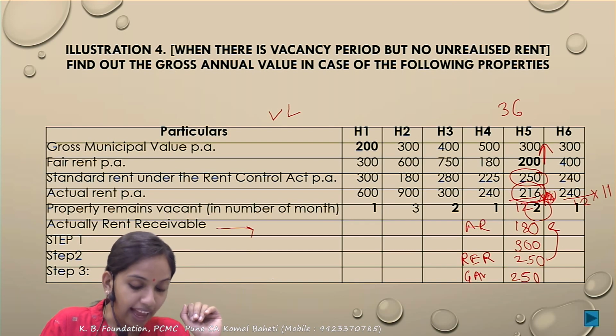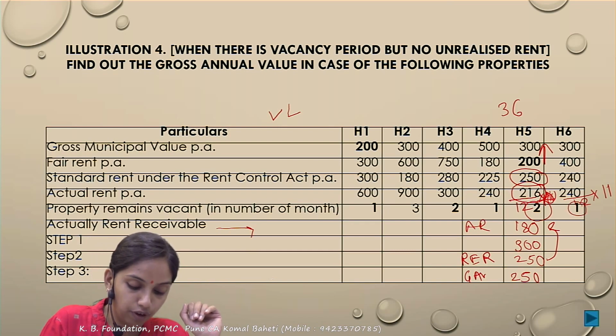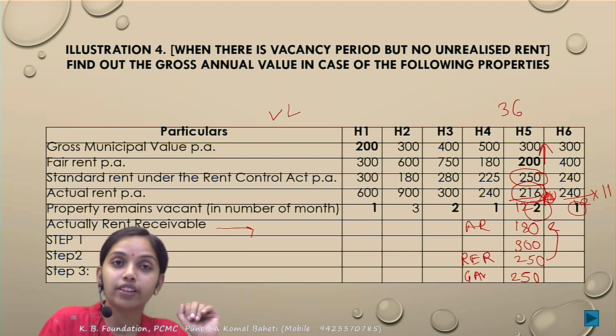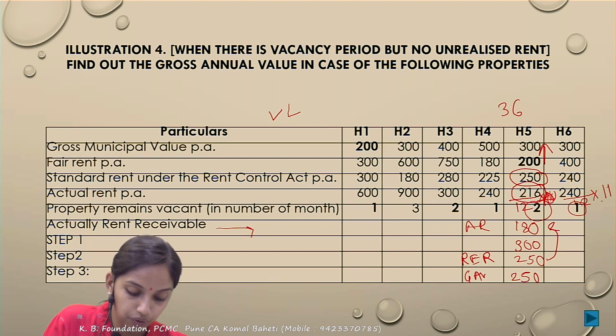Next, house 6. First we'll calculate the actual rent receivable. The property is let out for, vacant for 1 month. So I will calculate the rent for the 11 months. So 240 divided by 12 multiply by 11. I will get the actual rent receivable for the let out period. So actual rent receivable for the let out period comes to 220.